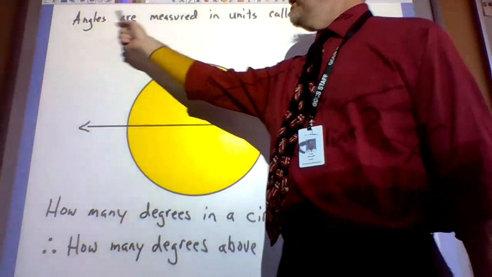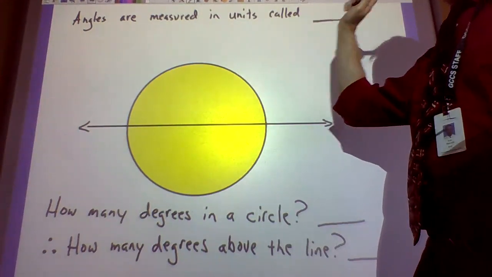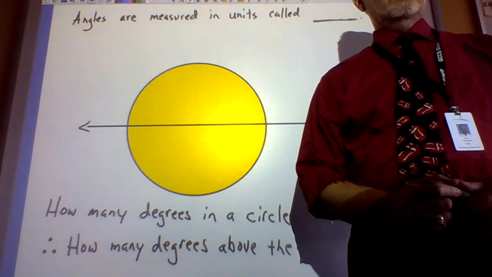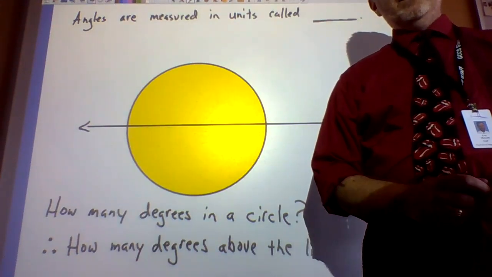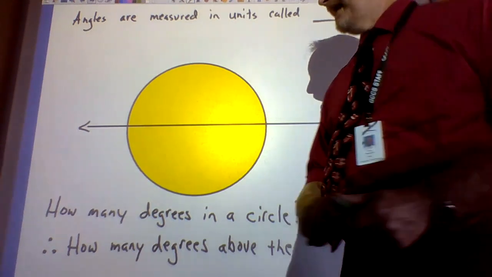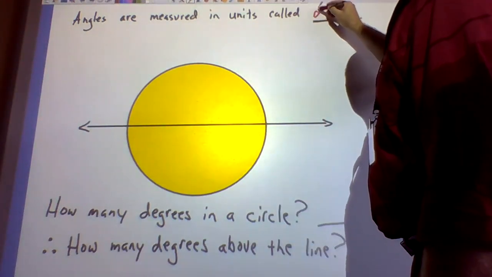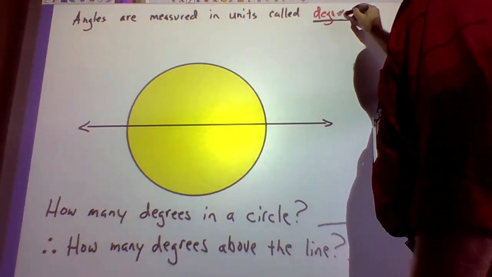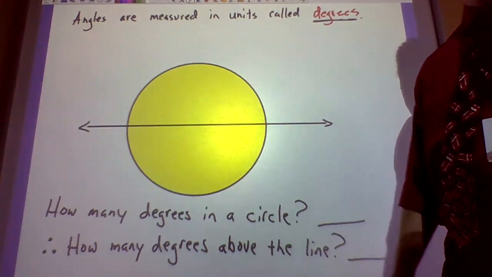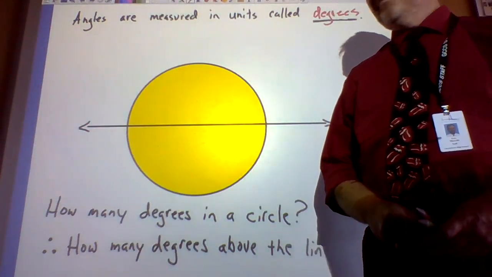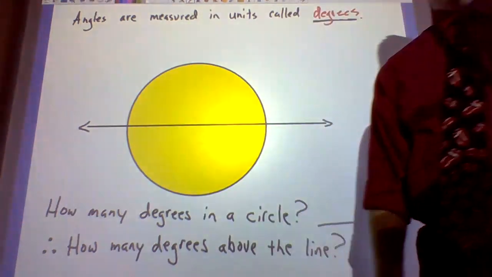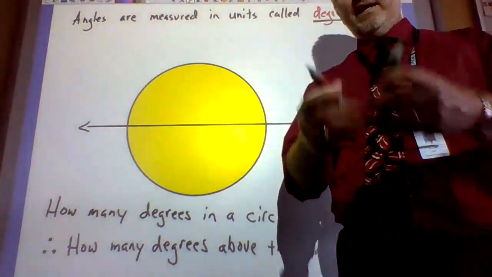First one is, angles are measured in units called blank. Does anybody know what we measure angles in? What units? You got it. This weird thing called degrees. Now, I know we talk about temperature in degrees. This is a different version. It's just units to talk about how wide, how open the angle is.